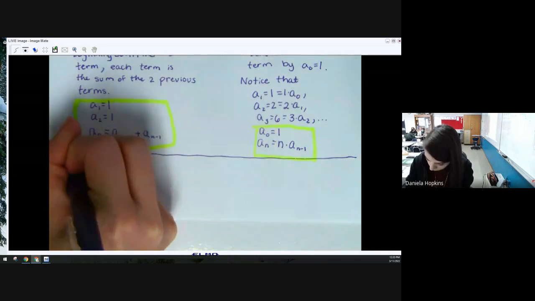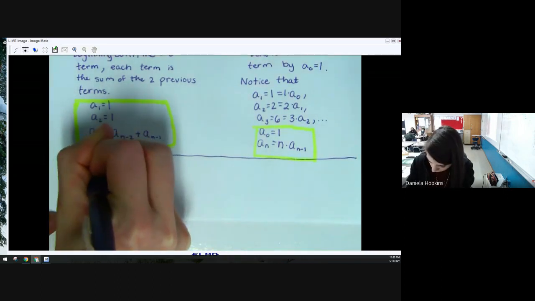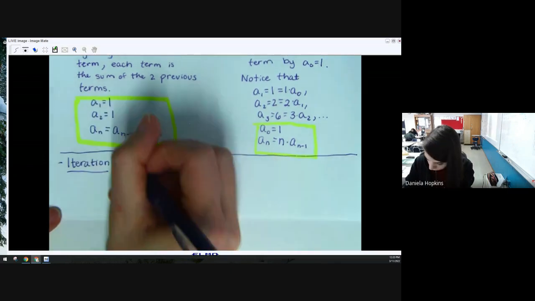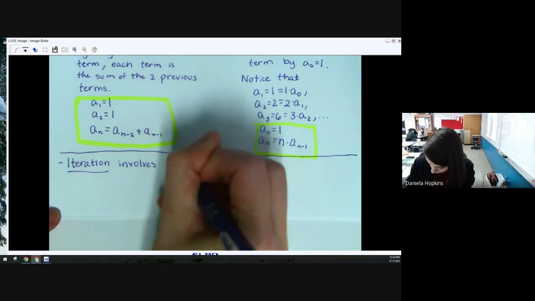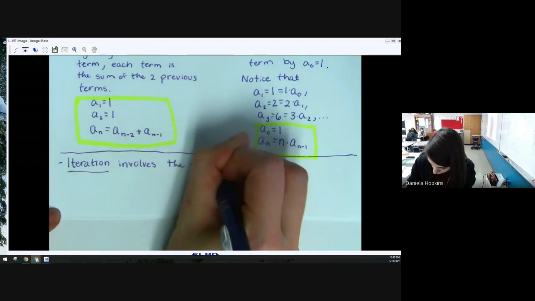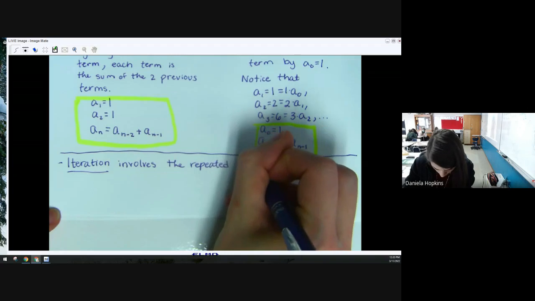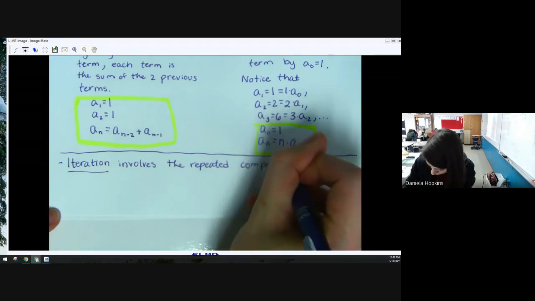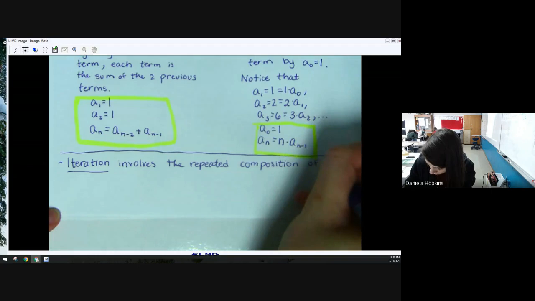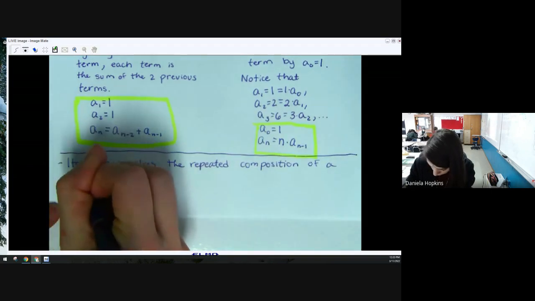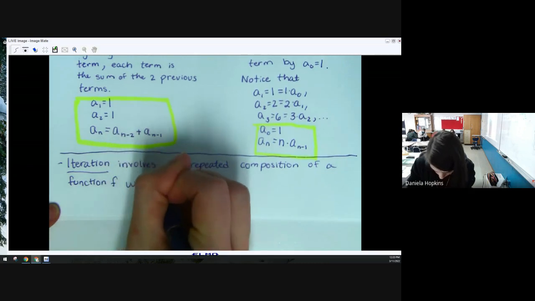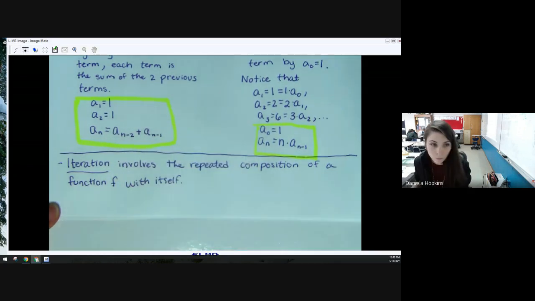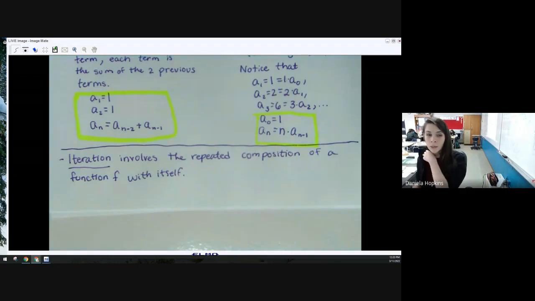So iteration involves the repeated composition of a function f with itself.